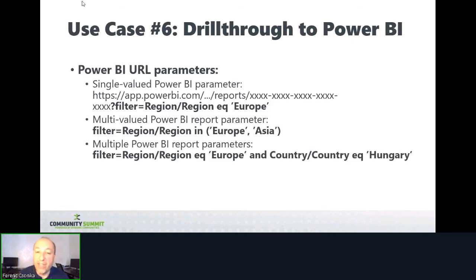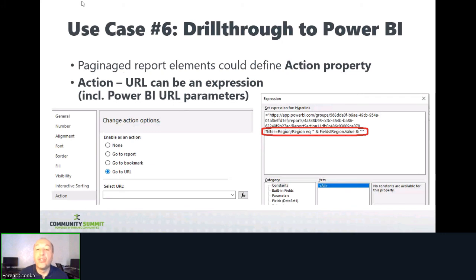How does the navigation back work? Okay, if you upload a Power BI report to the Power BI service, you see that you have a URL, and again there is some parameterization for how to filter the data. And if you could generate this URL from a paginated report, you could navigate back to a Power BI report.